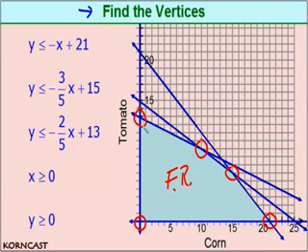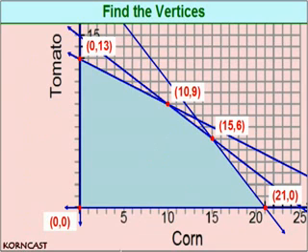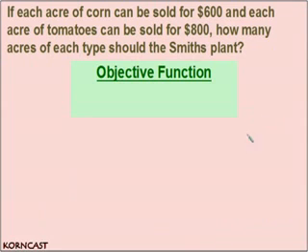our vertices by looking. So our vertices from looking give us (0, 0), (0, 13), (10, 9), (15, 6), and lastly (21, 0). So now once we've found our vertices, now it's time to test these vertices in our objective function.